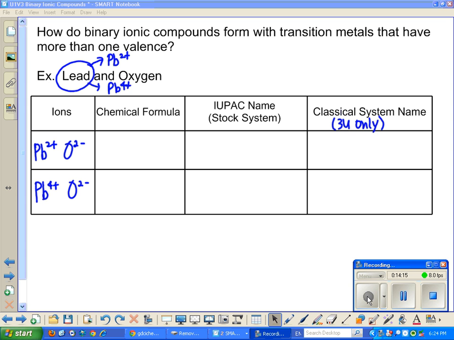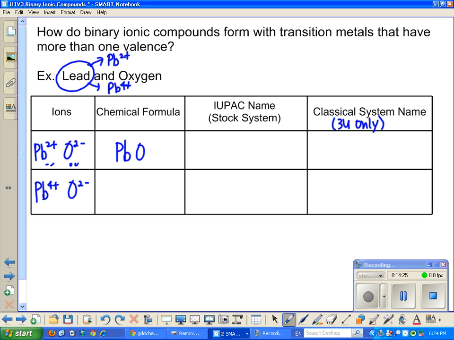Well, lead 2+ and oxygen 2- would come together in a 1-to-1 ratio. Lead would lose 2 electrons and oxygen would take them in. So the chemical formula for this would be PbO. Down here, lead has the ability to lose 4, but oxygen can only take in 2. So it's going to take 2 oxygens to accept those 4 electrons that lead can give off.